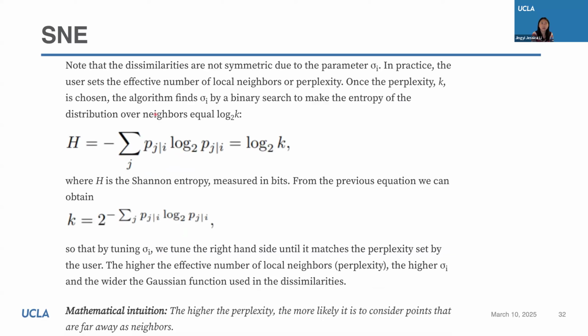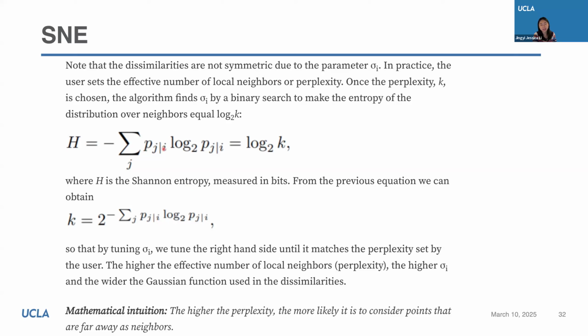Okay, in practice, the user sets the effective number of local neighborhoods, or an important concept, perplexity. This is a hyperparameter to be used in t-SNE as well. Once the perplexity k is chosen, the algorithm finds sigma i by a binary search to make the entropy of the distribution over neighborhoods equal to log 2 k. What does this mean? So essentially, this H stands for Shannon's entropy, and Shannon's entropy measures the uncertainty of a distribution.